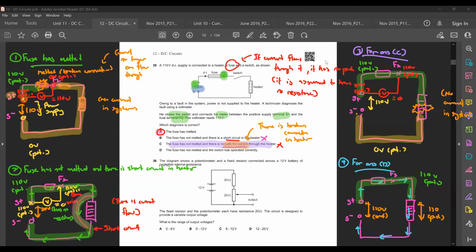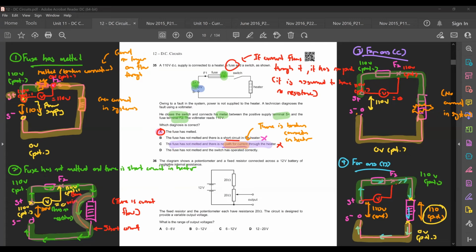But then from here all the way to here, it is 0 volts potential. Now it's because this one is 110 volts potential and this one is 0 volts potential that you get a difference in potential of 110 here. Okay, this is reasonable. So now next thing, you want to connect your voltmeter between S plus and F2.